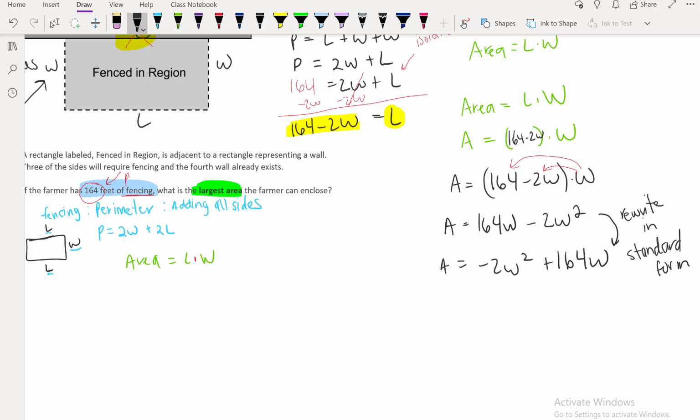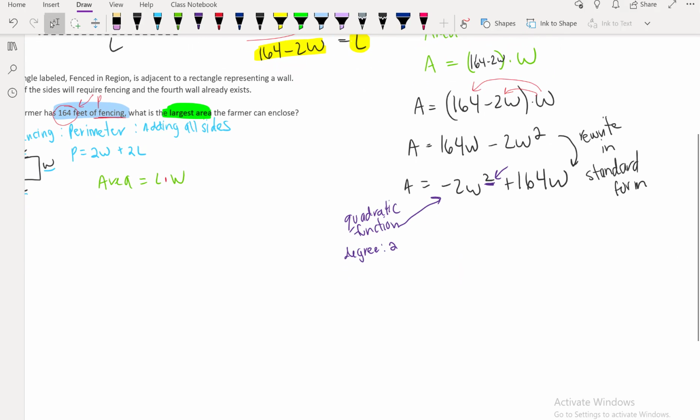So now that I have this in standard form, what I want to do is recognize what type of problem I have. So for this type of equation, I can tell that this is a quadratic function. And the reason I know it's a quadratic function is because the degree, or the exponent, is equal to 2. So because that's equal to 2, I definitely know that I have a quadratic function. So that means that I also have a parabola.